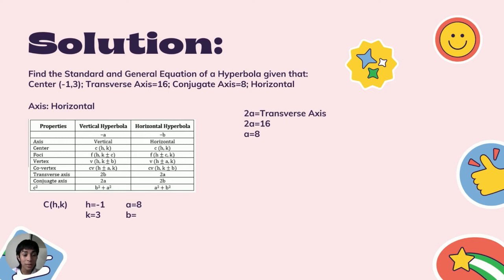And now we will proceed to finding the b. So in order to find b, we will use the conjugate axis. 2b is equal to conjugate axis, where the length of the conjugate axis is 8. 2b is equal to 8, and dividing both sides by 2, b is equal to 4. So the b value will become 4. Now we have the values of h, k, a, and b. We can now proceed to substituting it in its standard equation.